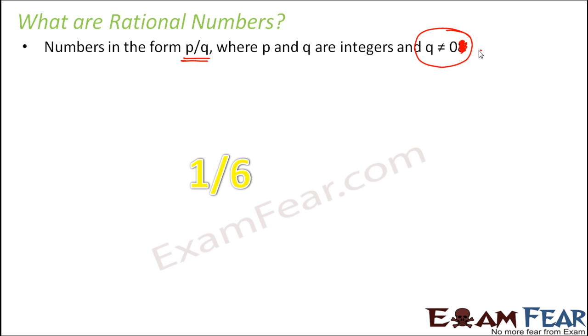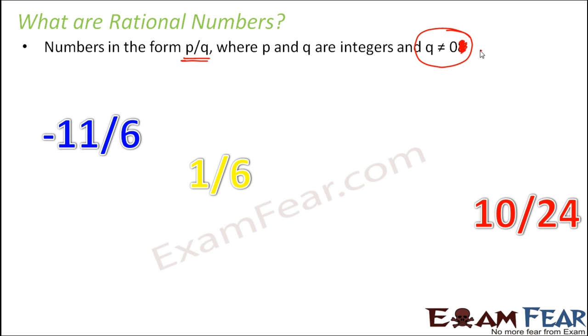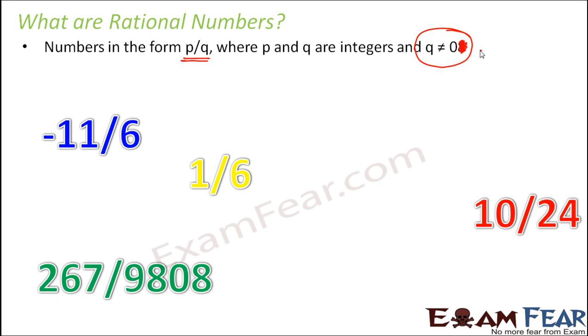Now let us look at some numbers which are examples of rational numbers. 1 by 6. Do you think this is a rational number? Yes, of course. 1 is an integer, 6 is an integer, and 6 is not equal to 0. So this is a rational number. Minus 11 by 6. Again a rational number, because minus 11 and 6 are both integers and the denominator is not equal to 0. 10 by 24. 267 by 9808. All of these are rational numbers. Even minus 9 by minus 3, where both of them are negative numbers, doesn't matter, they are integers. So this is again a rational number.